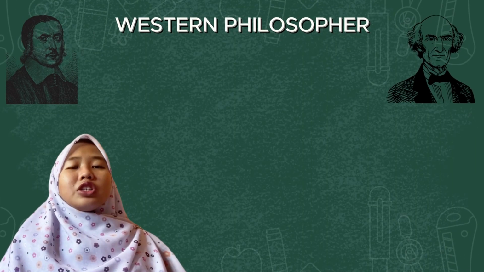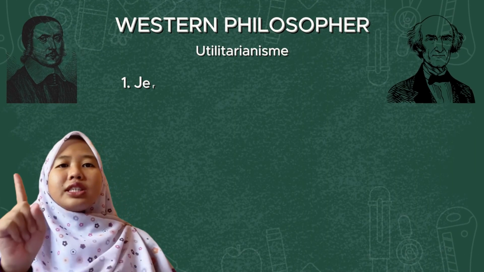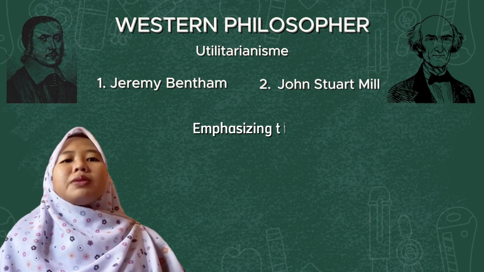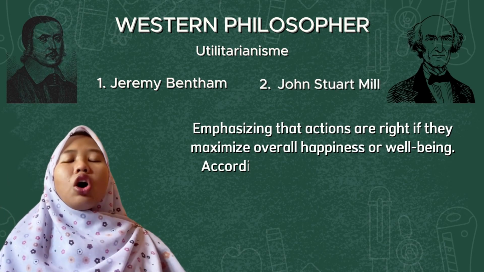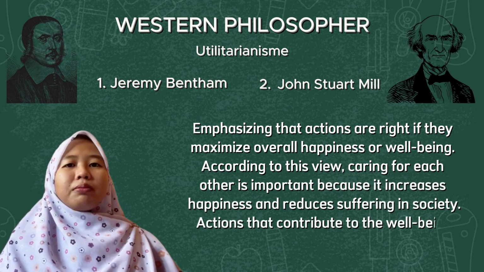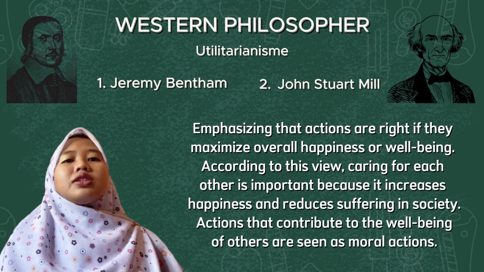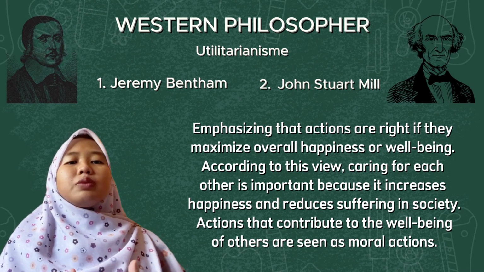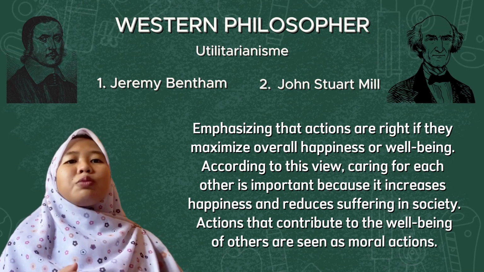Next is Western philosophy from utilitarianism, first Jeremy Bentham and second John Stuart Mill. Emphasizing the actions are right if they maximize overall happiness or well-being. According to this view, caring for each other is important because it increases happiness and reduces suffering in society. Actions that contribute to the well-being of others are seen as moral actions.